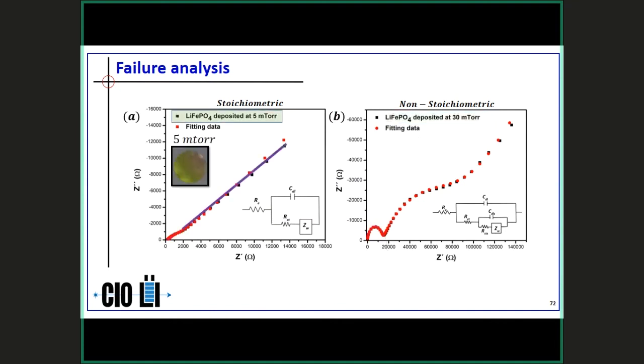Finally, we analyze the last section of the Nyquist plot. From here, we determine how fast the lithium ion moves inside of the cathode.